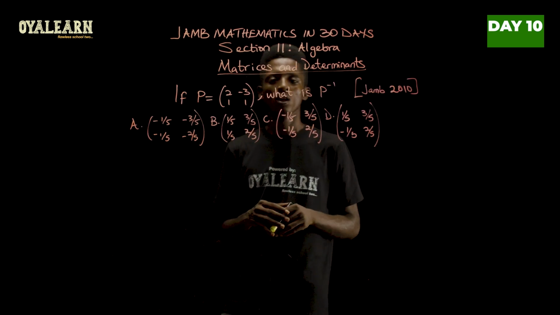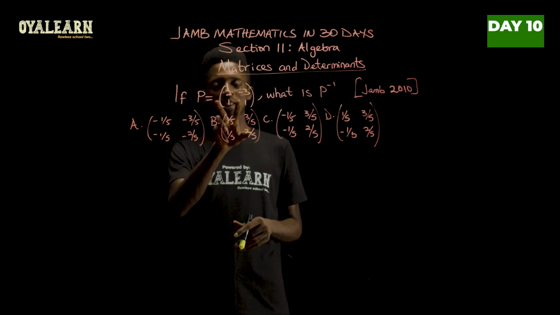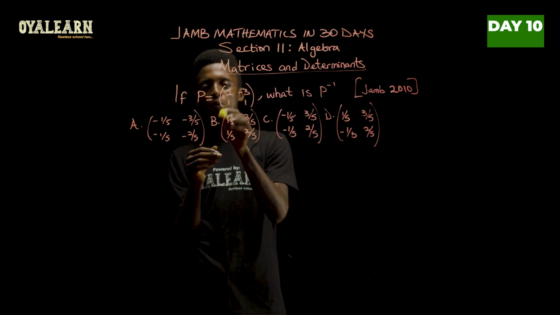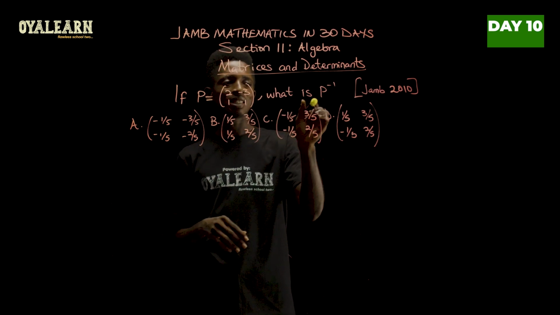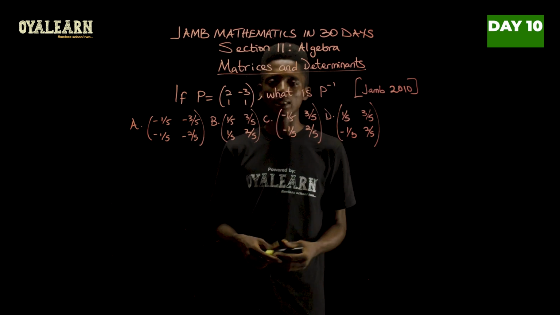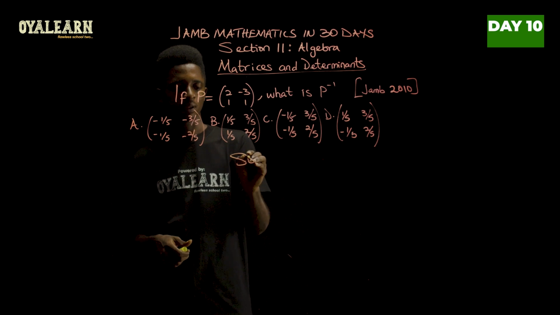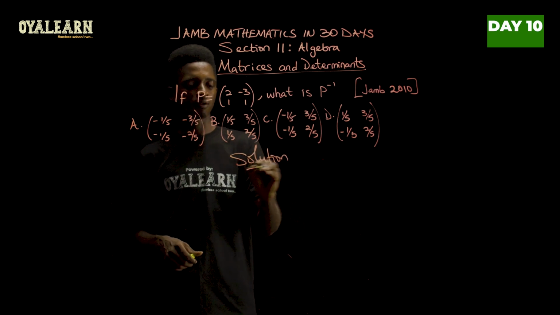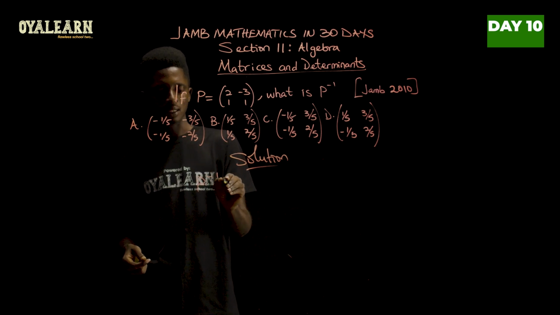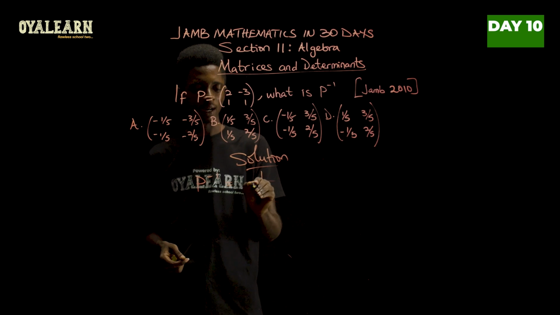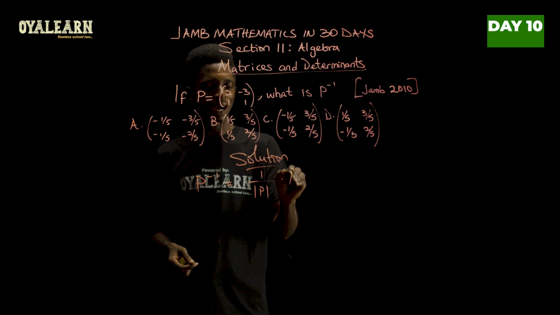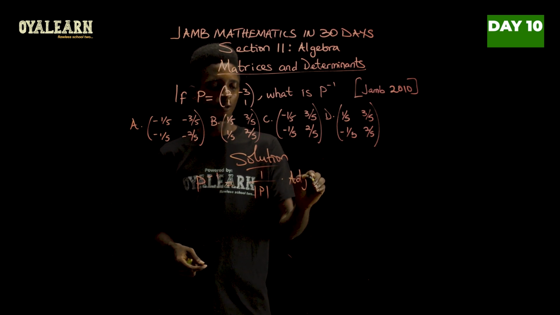In this question, we are told that if P is this 2 by 2 matrix where we have 2, negative 3 in row 1 and then 1 and 1 in row 2, what is the inverse of P? This symbolizes the inverse of P. So in order to solve this, there's a simple formula for inverse of P. We're told the formula says that P inverse equals 1 over the determinant of P multiplied by adjunct of P.